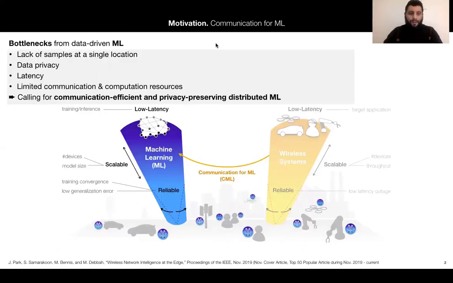Now I describe some challenges in training machine learning models. The first challenge is the lack of data samples at a single entity, and that's due to the fact that data is generated at the edge devices. Therefore, it's distributed by nature, and shipping the raw data to the cloud raises the following issues. First, it may violate the data privacy. It also may introduce a large latency and large amount of communication overhead, which becomes a big challenge under limited communication resources, calling for communication efficient and privacy preserving distributed machine learning algorithms.